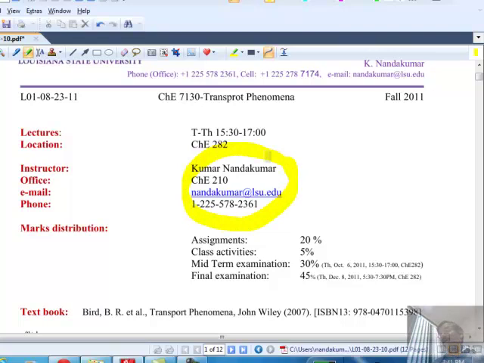Now, the course evaluation is going to be based on the following rules. That is, there will be maybe 7 or 8 assignments in this course. And I do expect individual effort in the assignments. It is okay initially to talk to each other to understand, or to talk to me to understand what the problem is about, the conceptual understanding of it.